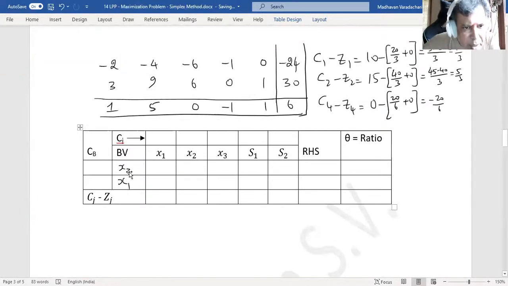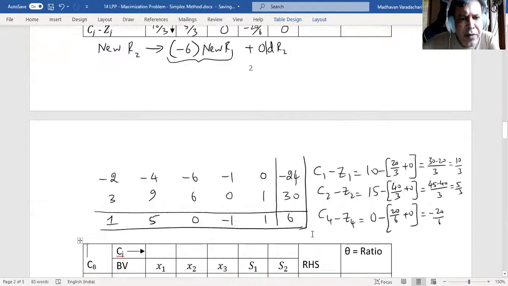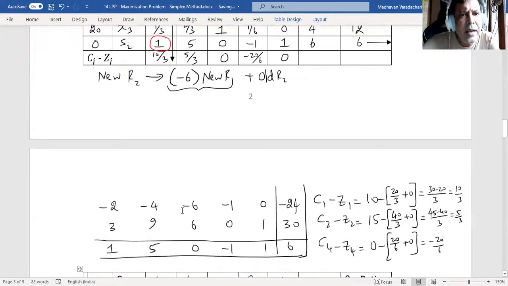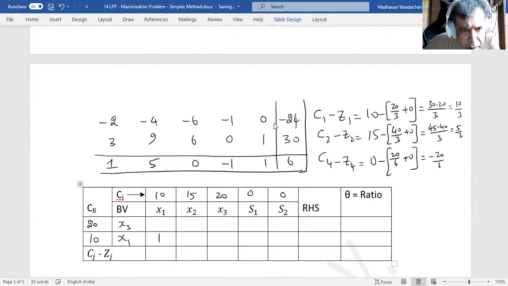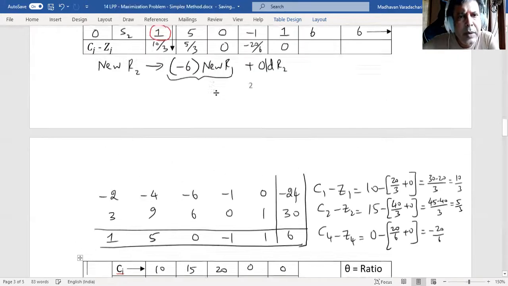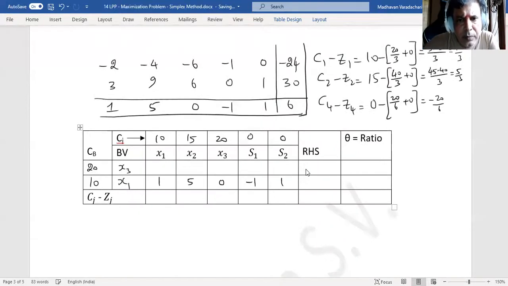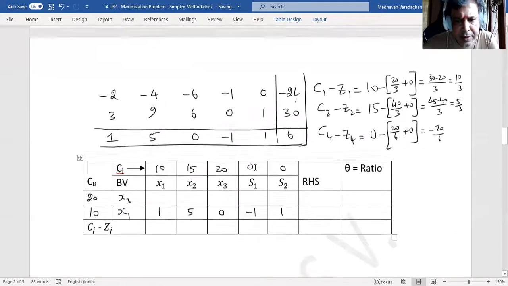Now, these become the basic variables. What are the coefficients of these basic variables? Let me copy the numbers 10, 15, 10, 15, 20. This is 0, this is 0. So for X3 now the coefficient is 20. For X1 now the coefficient is 10. Okay. Now we already decided it is 1, so we'll write the same elements 150, and then -1 and 1. And then right hand side is 6.